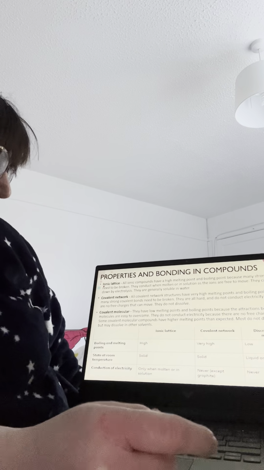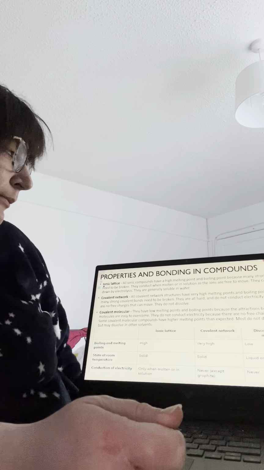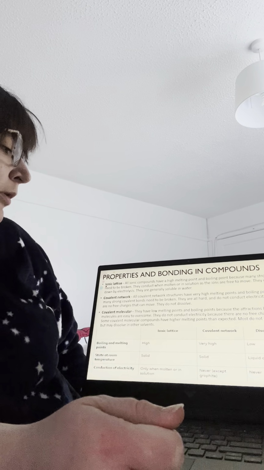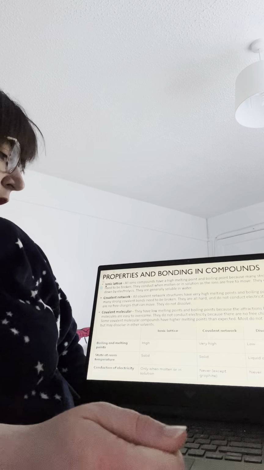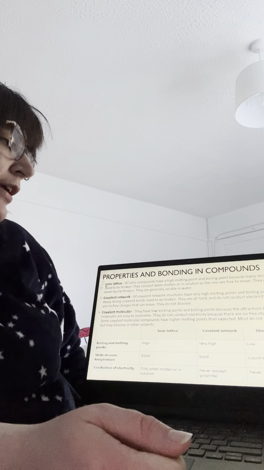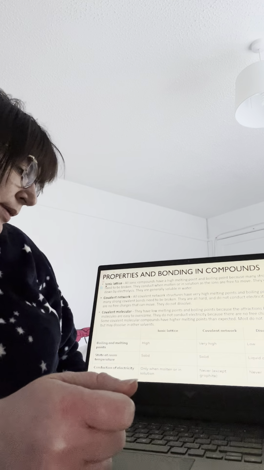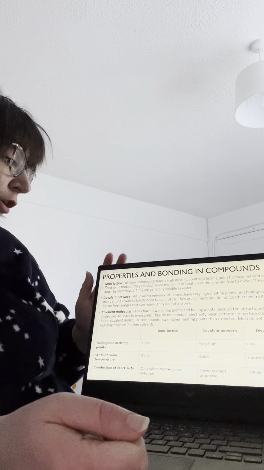Properties and bonding in compounds. You have ionic lattices, covalent network and covalent molecular. All ionic compounds have a high melting point and boiling point because many strong ionic bonds need to be broken. They conduct when molten or in solution as the ions are free to move. They can be broken down by electrolysis. They are generally soluble in water for the ionic lattice.